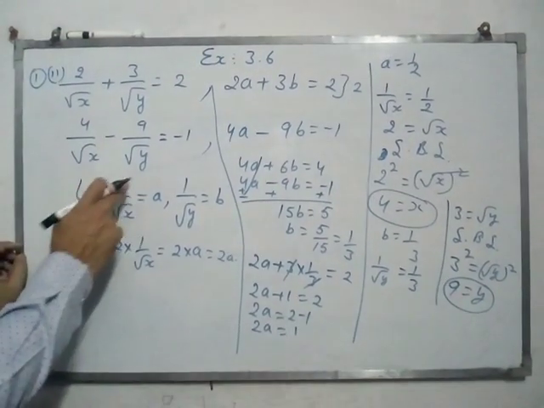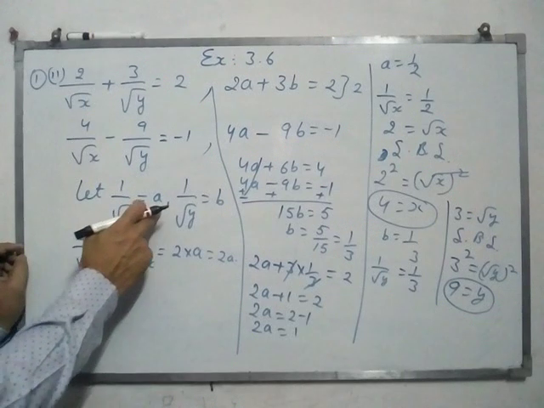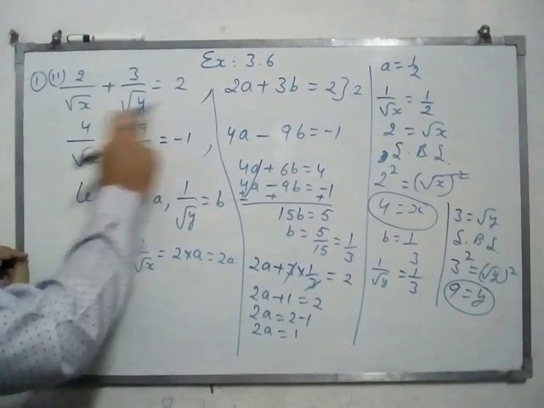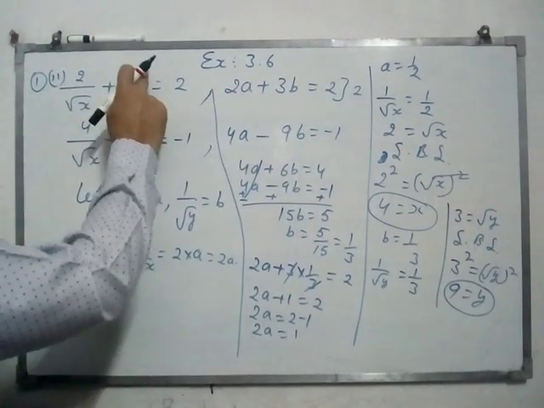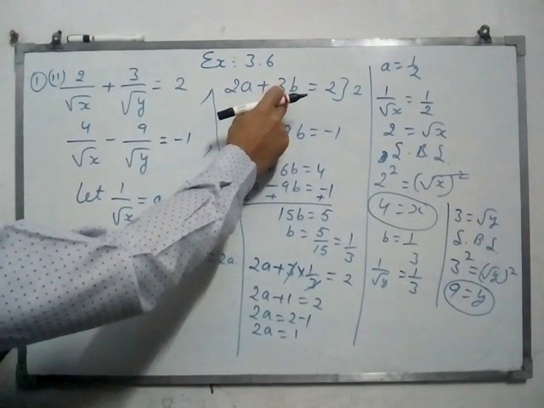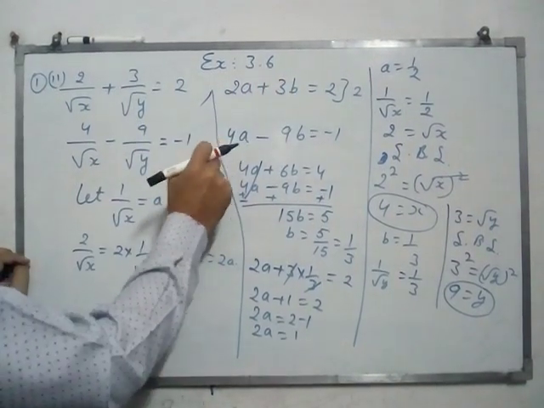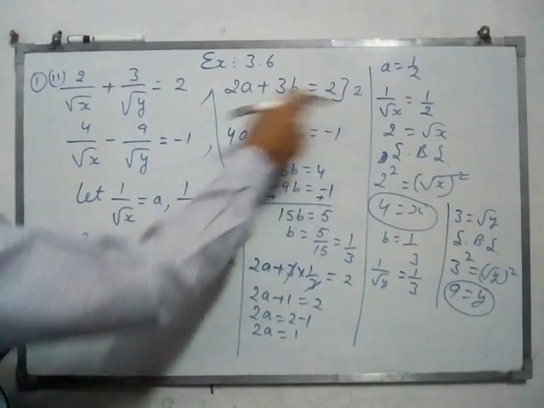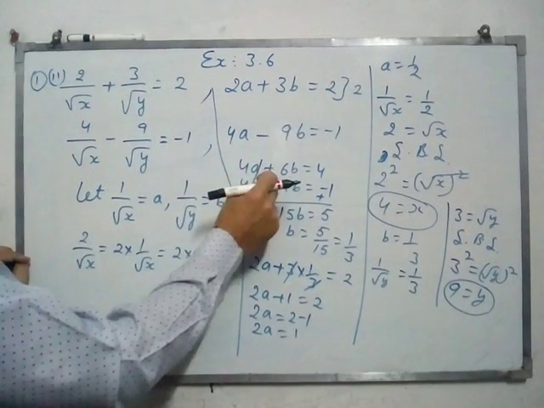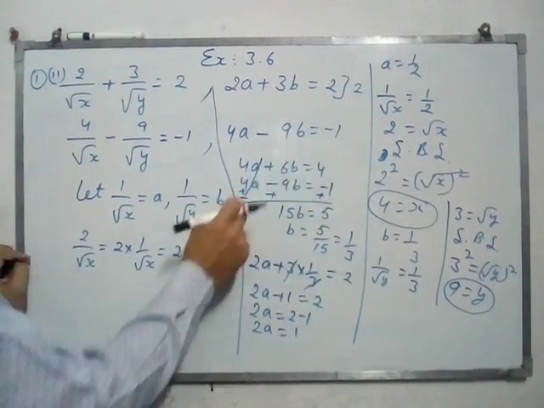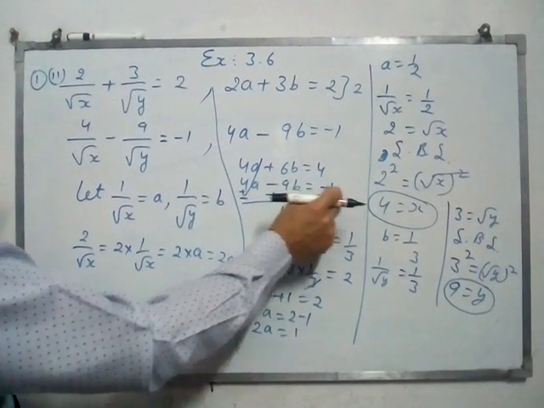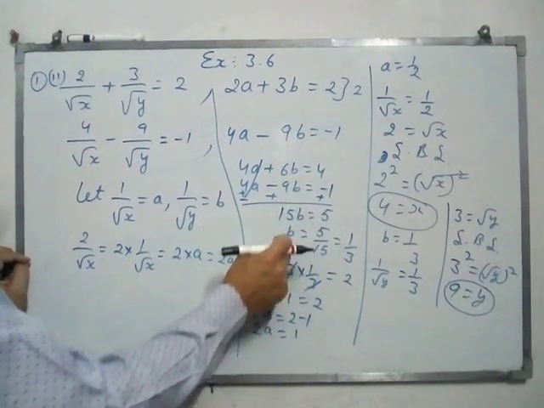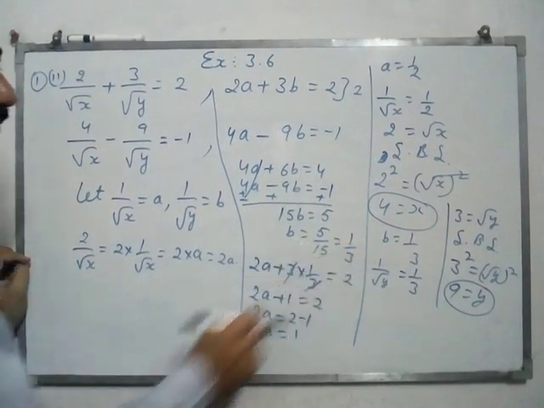First we took 1 upon under root x equal to a, 1 upon under root y equal to b, right? So 1 upon under root x is written as 2a, 3 upon under root y is written as 3b, right? Then 4a minus 9b equal to minus 1. So by using the elimination method, 4a plus 6b equal to 4, 4a minus 9b equal to minus 1. Change the sign, 4a is cancelled, so 15b equal to 5. So b equal to 5 upon 15, that is equal to 1 upon 3.